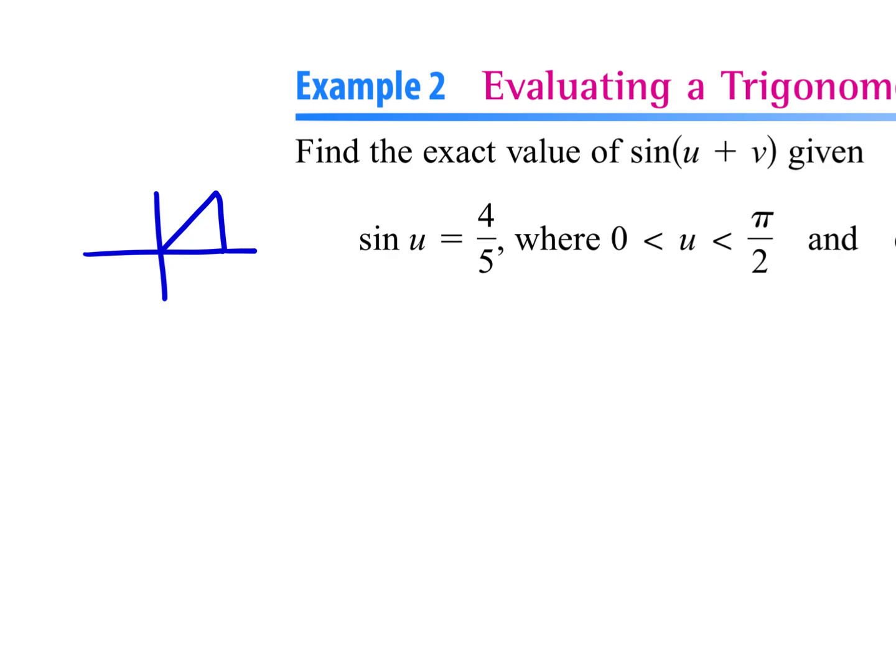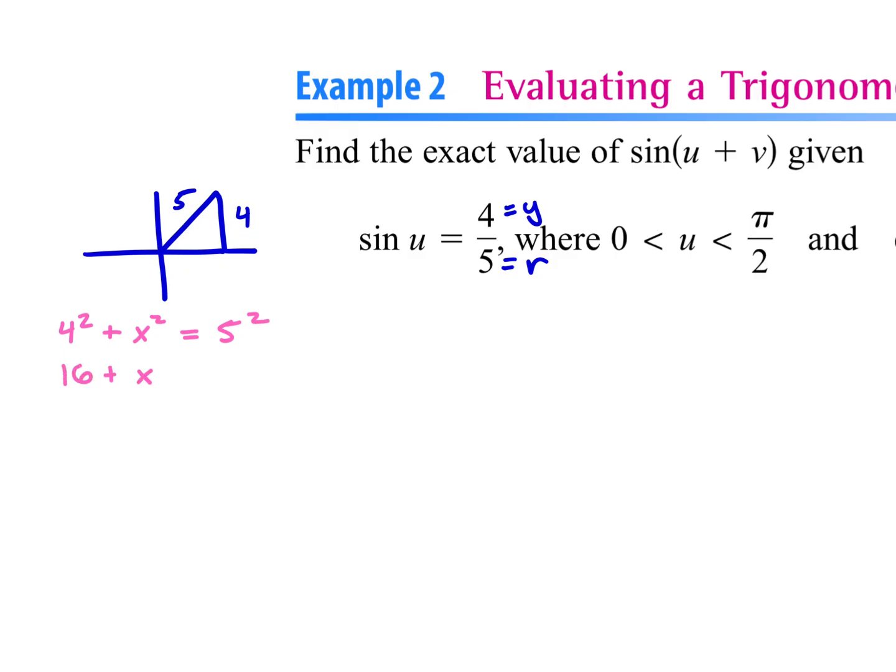Y over r, that works. Or you could think about it in terms of SOHCAHTOA, but y over r would work perfect. So y over r. Our y value is 4, our r is 5, so we're missing what? X. How do we find x? Pythagorean theorem. So we have 4 squared plus x squared equals 5 squared.